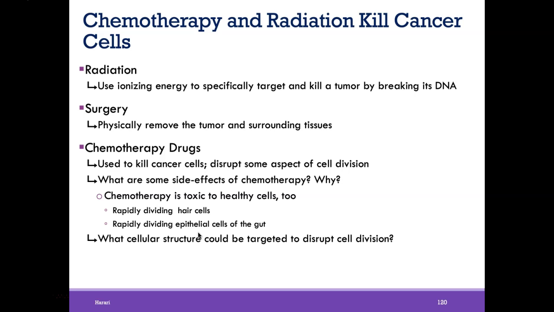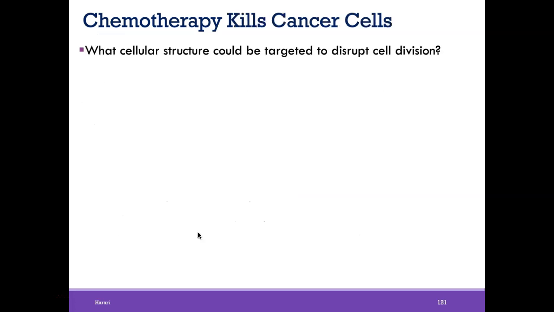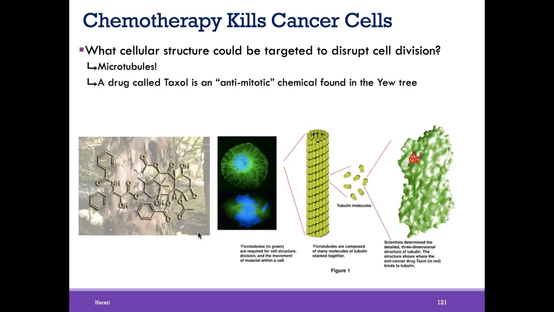What structure can be targeted to disrupt cell division? So what structure in the cell can we target by a chemical to stop the cell from dividing? Well, microtubules, right? Remember, microtubules pull chromosomes apart. If microtubules cannot pull chromosomes apart, then the cell can't divide. And it turns out a drug called Taxol was a chemical found in the bark of a tree, the yew tree. And it turns out that Taxol can bind to microtubules and stop them from moving.